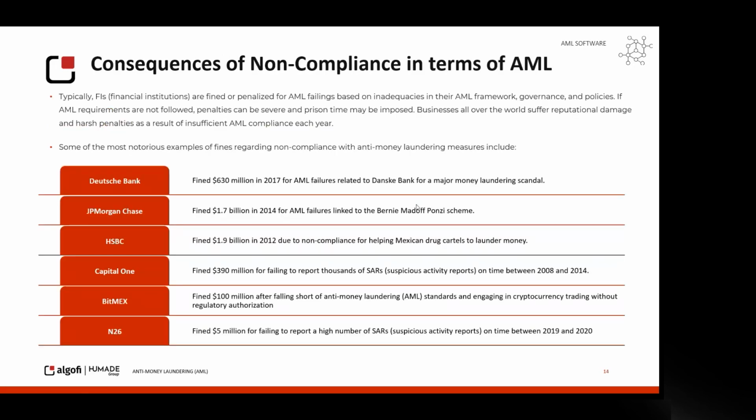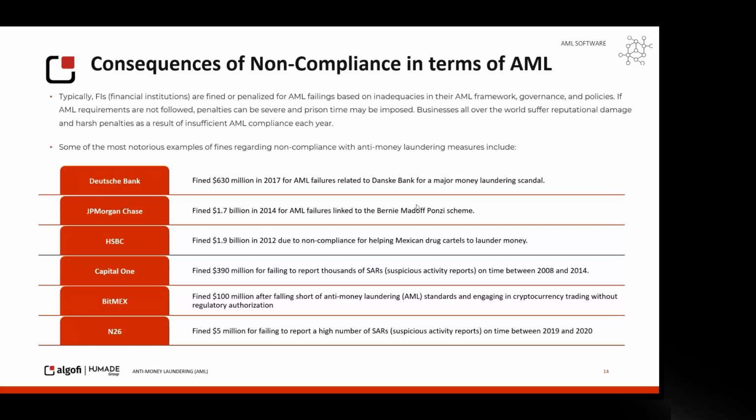Consequences of non-compliance in terms of AML. Typically, financial institutions are fined or penalized for AML failings based on inadequacies in their AML framework, governance, and policies. If AML requirements are not followed, penalties can be severe and prison time may be imposed. Businesses all over the world suffer reputational damage and harsh penalties as a result of insufficient AML compliance each year.